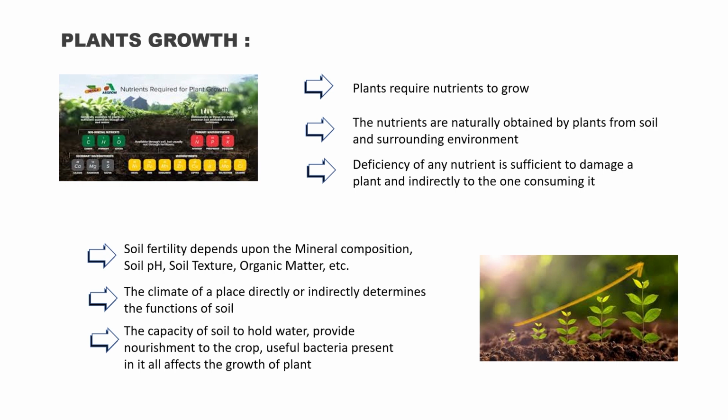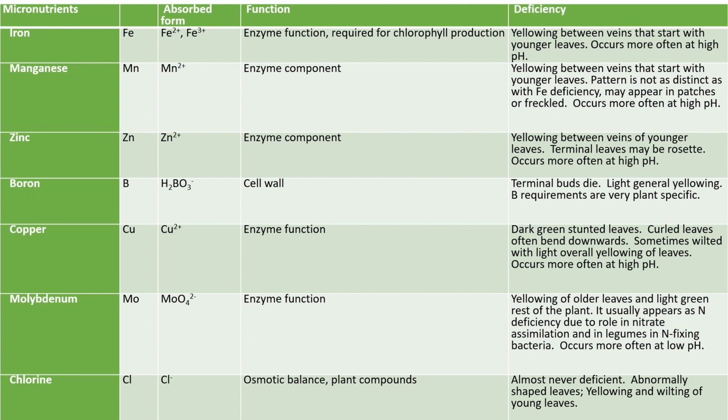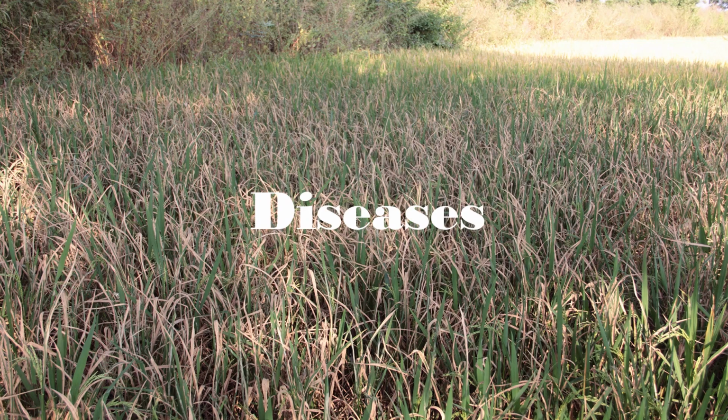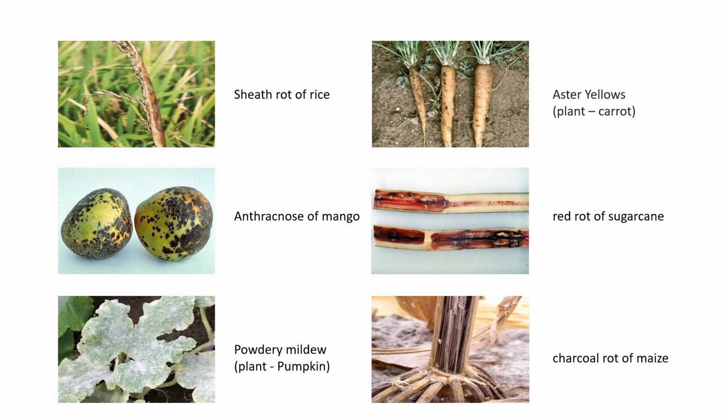Deficiency of any nutrient is sufficient to damage the plant. There are a few nutrients which are required by the plant on a large scale, while there are those which are required on a small scale. The deficiency of nutrients causes diseases or damage to the plant, some of them being Alternaria leaf spot, Panama disease, bacterial blight of cotton, Cercospora black spot in case of papaya, bacterial brown spot in long beans, black chaff of wheat, and many other diseases.